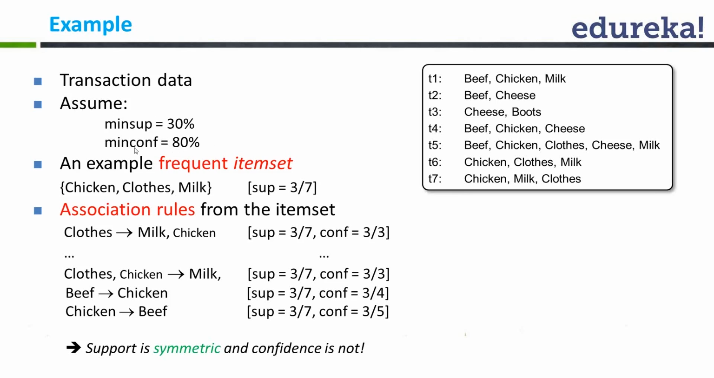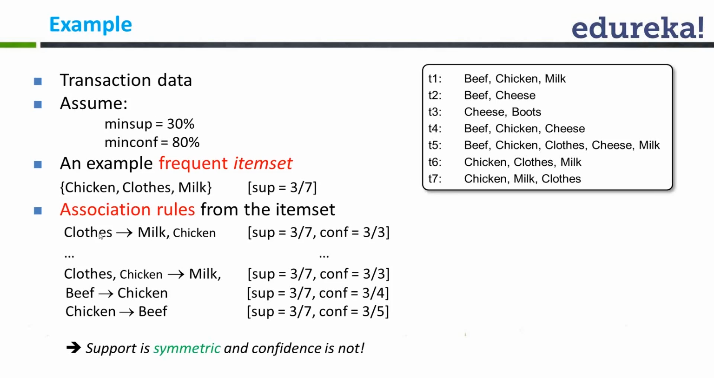That means I want to see only those rules whose confidence is greater than 80%. And similarly, I want to see only those rules whose support is greater than 30%, and so on. So this is just an example. Here I have 7 transactions: beef, chicken, milk, and so on. And if I have a rule something like this, clothes implies milk and chicken.